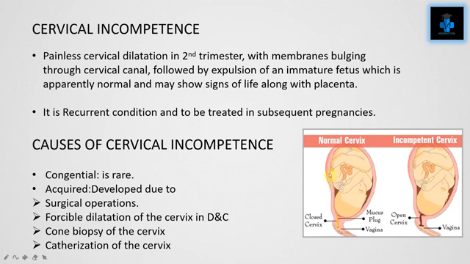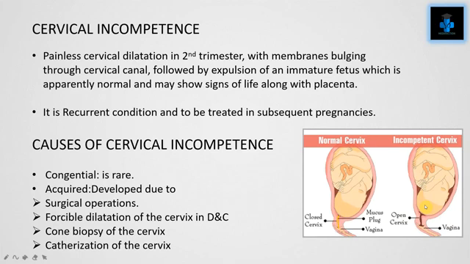Cervical incompetence. Painless cervical dilation in the second trimester with membranes bulging through the cervical canal, followed by expulsion of an immature fetus which is apparently normal and may show signs of life, along with the placenta. It is a recurrent condition and is to be treated in subsequent pregnancies.